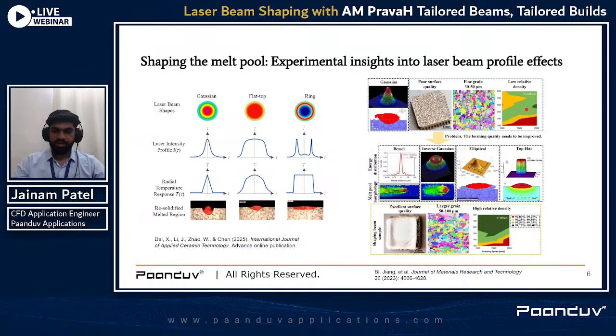Let me begin with the right side part of the image. With the Gaussian beam, the part shows poor surface quality, with very fine grain and low relative density. After using the inverse Gaussian laser beam shape, we got excellent surface quality, larger grain size of 50 to 100 micrometers, and high relative density.